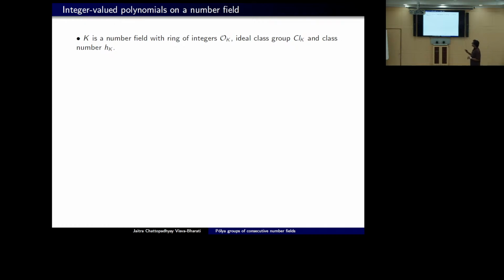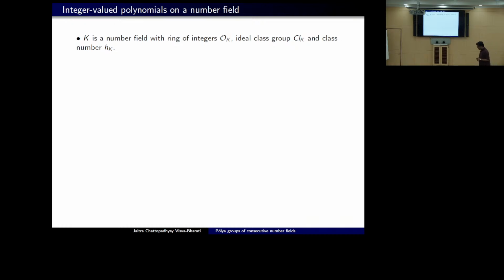So given a number field K, we can consider the ring of integers, which is denoted by O_K. So the ring of integers is nothing but the integral closure of Z inside K. Means we take all the polynomials with integer coefficients that are monic and take the roots of those polynomials. Those are algebraic integers inside K.